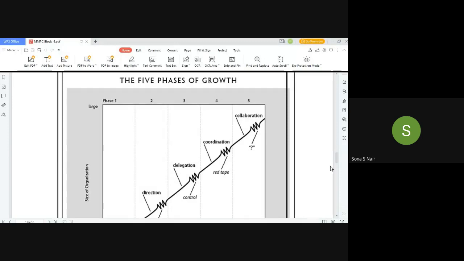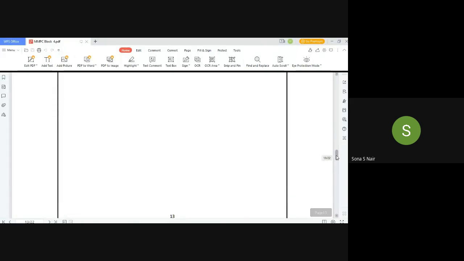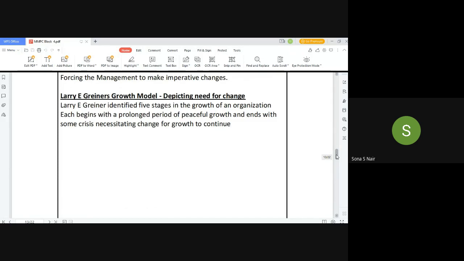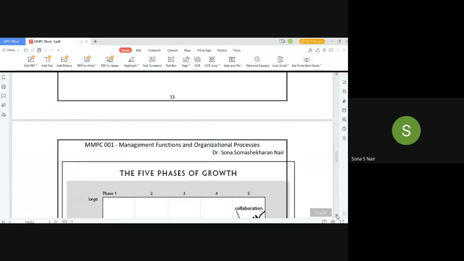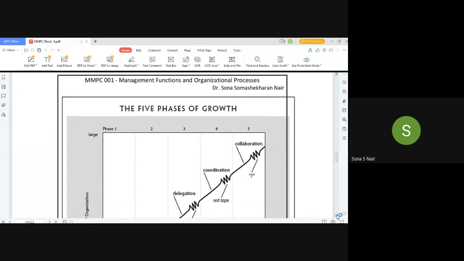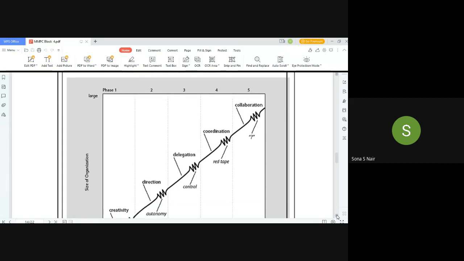Okay. So this model by Larry E. Greiner, the growth model, shows us how an organization grows and during this growth, how many times the organization has to change. Obviously, the change will be over a long period and can happen many more times, but this is majorly about only 5 phases of growth that he's depicted.